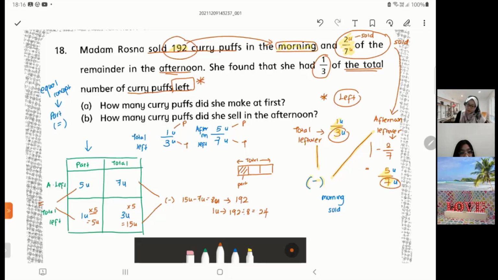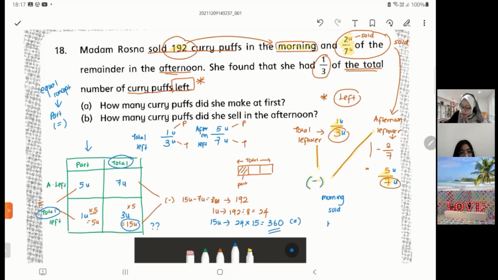Do I stop here? I want to know how many curry puffs she made at first, which means my total. Look at the total, which is this. This is what I want to find. 15 units. 24 times 15 equals 360. This is your answer for part A.